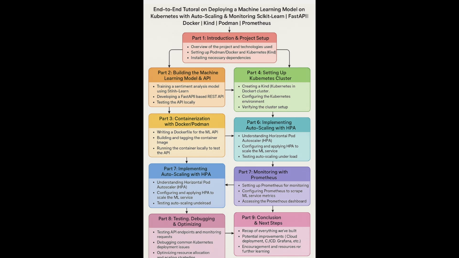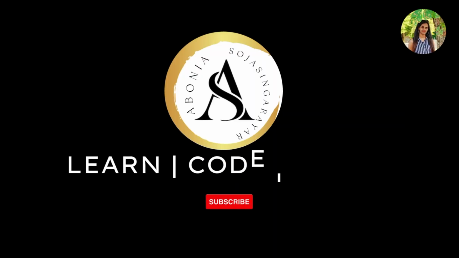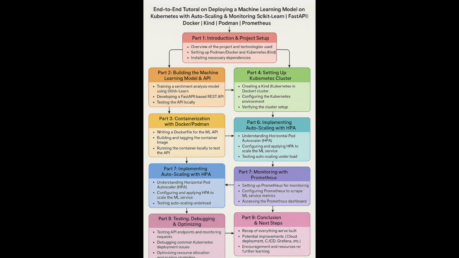So welcome back to the continuation of our tutorial series on deploying a machine learning model on Kubernetes. So far we have tested our API endpoint. So let's containerize our application. Okay. So Docker and Kubernetes work together to create a scalable, portable, and efficient deployment for applications.